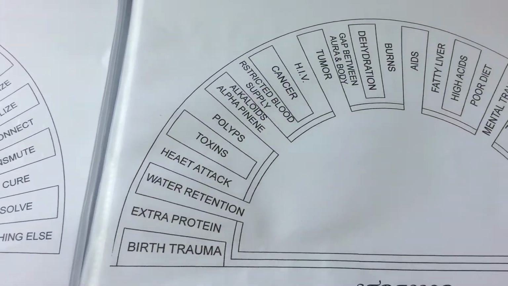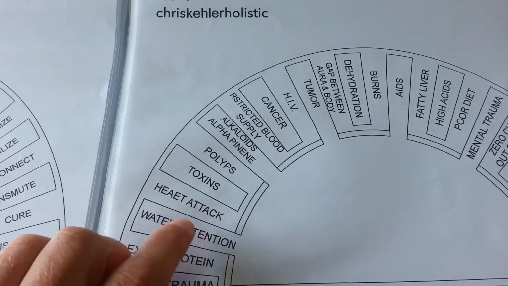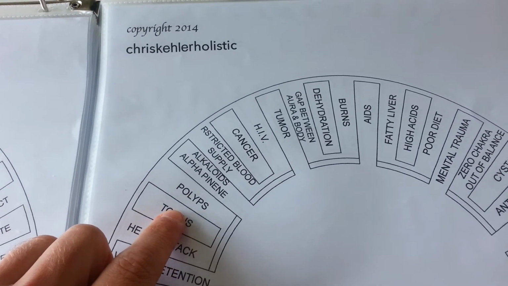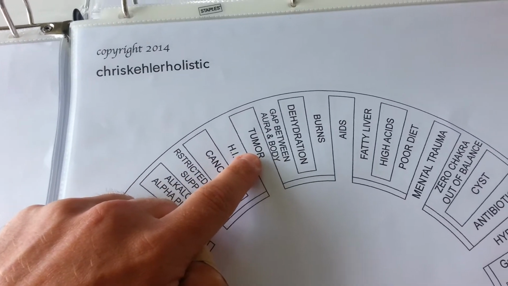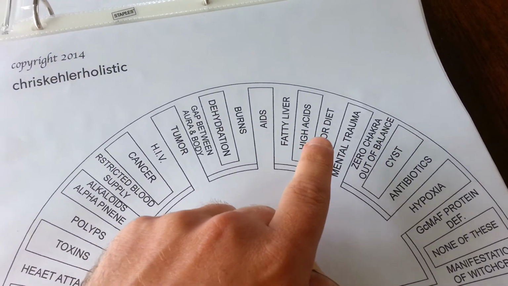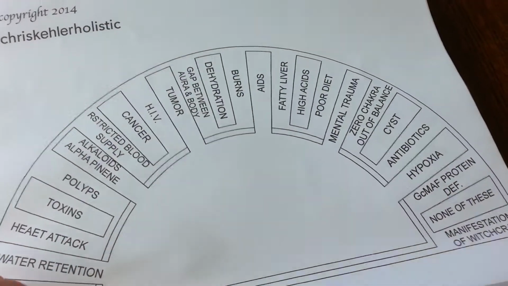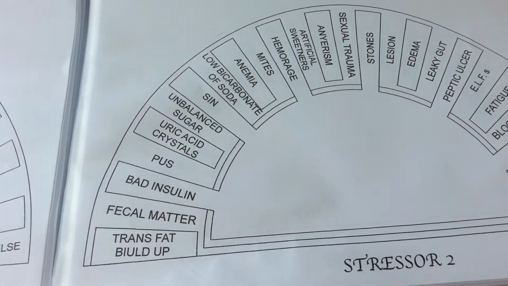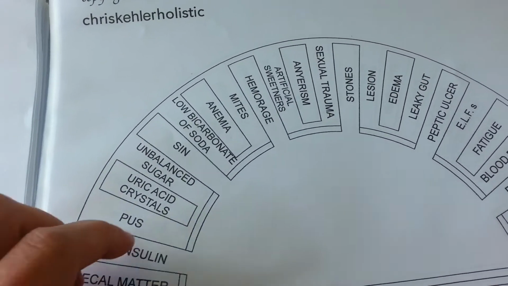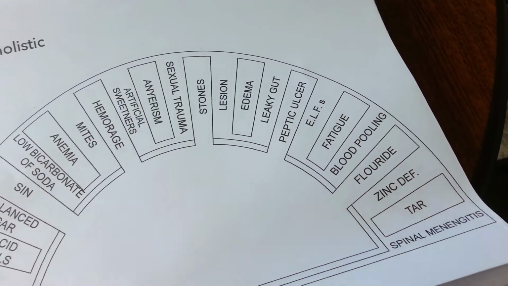We'll go to stressor chart 1. It will tell me if you have water retention in that area, if you've had a heart attack in that area, if you've got toxins in that area, whether you've got cancer, whether you've got a tumour. It might tell me that the reason for that problem being there is a poor diet, and so on. That's the first chart. The second chart, as you can see, will have trans fat build-up, which is obviously not very good for the arteries, anemia, mites, hemorrhage, aneurysm, edema, all these different things.